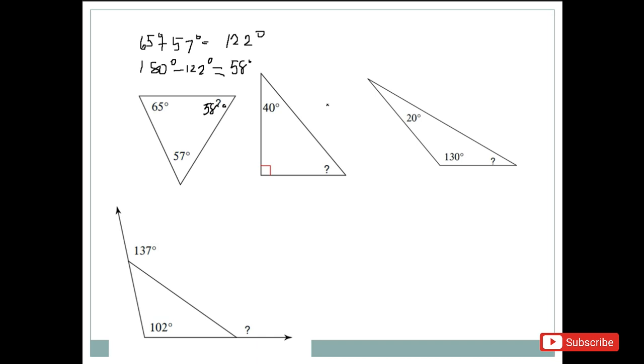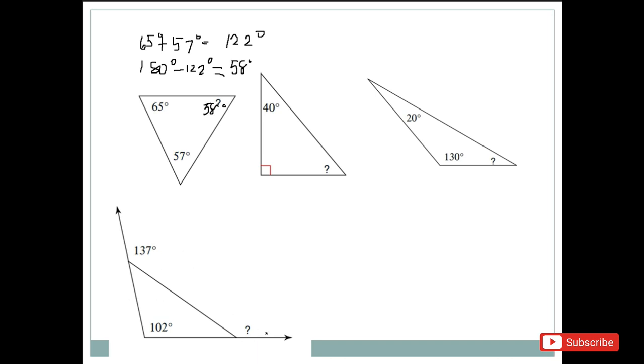Alright, so you can check them again by adding. So we can do 58 plus 65 plus 57, and then that should sum up to 180. So these things here, I'll leave it with you. This is simple. This means 90 degrees. So just add these two and then subtract it from 180. Same thing here. What about here?